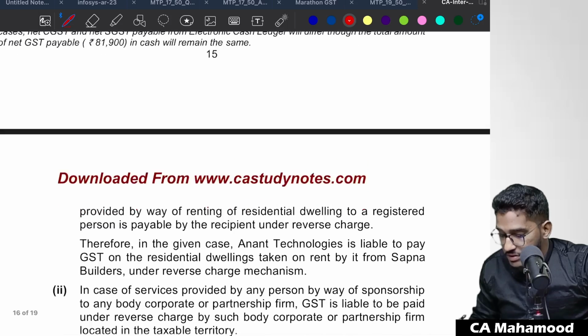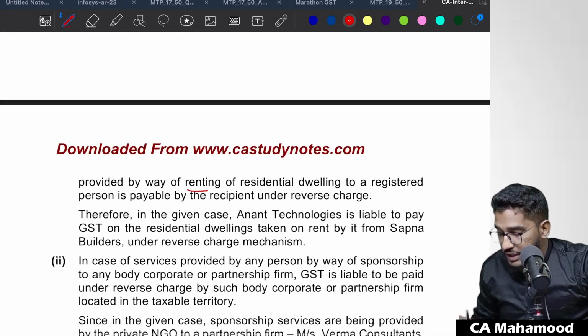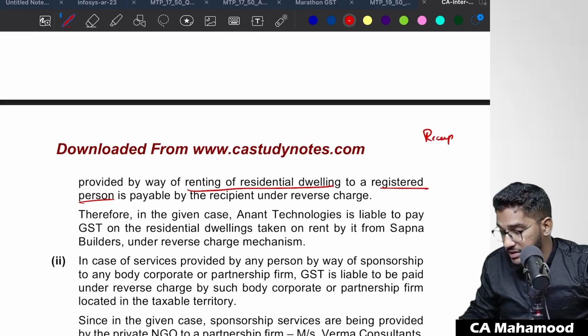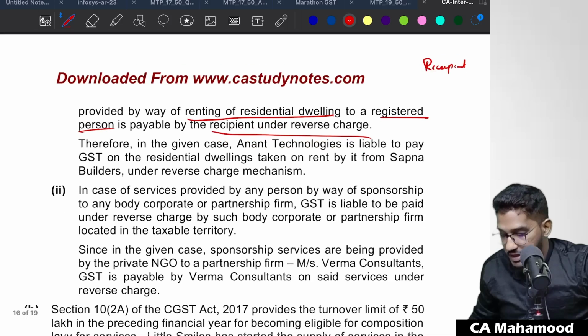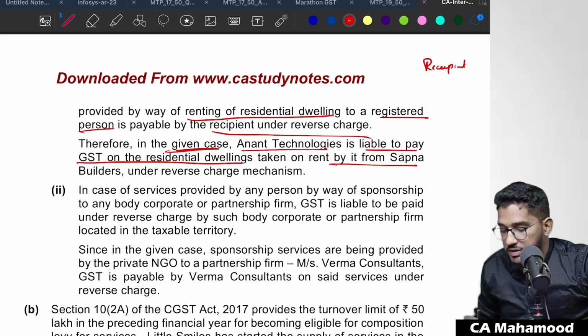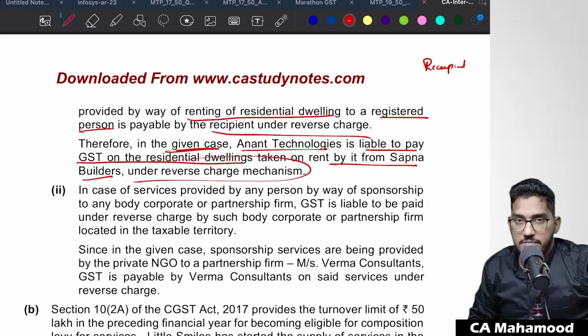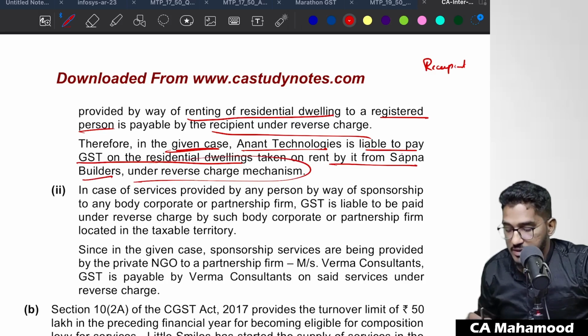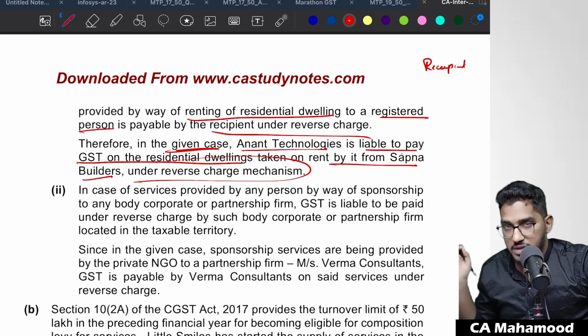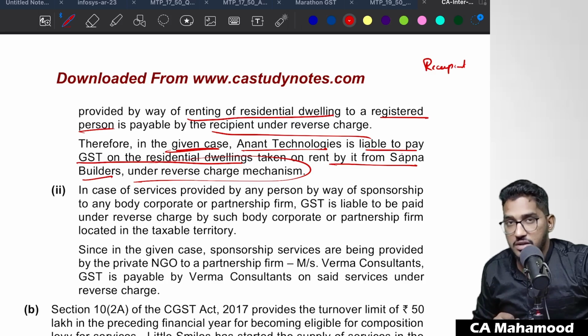So further, tax on service provided by way of renting of residential dwelling to a registered person, even the recipient is also what? Registered here. Since the recipient is registered, it is payable by the recipient under reverse charge. Therefore, in the given case, Ananta Technologies, being the recipient, is liable to pay the GST on residential dwellings taken on rent by it from Sapna Builders under reverse charge mechanism. Able to understand? So that clause clearly says if you are into the business of renting of residential dwelling to a registered person, if the recipient is a registered person, then generally it will be taxed under reverse charge mechanism.